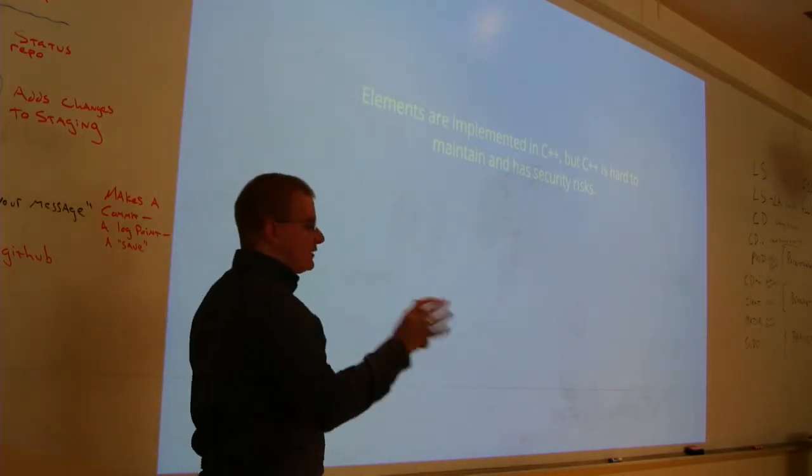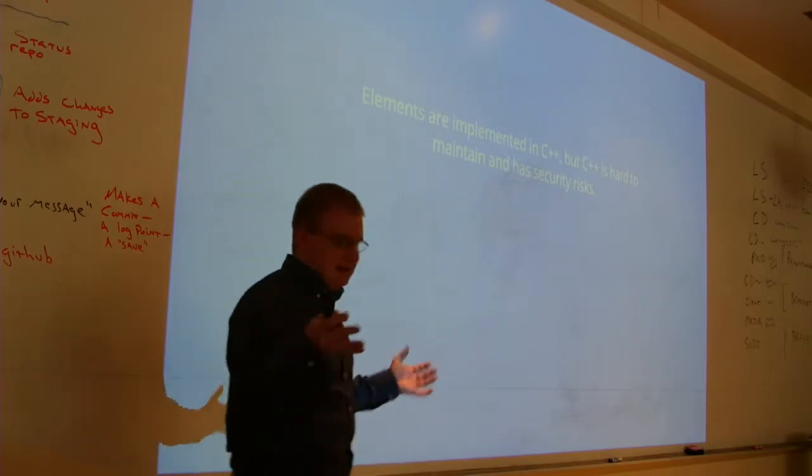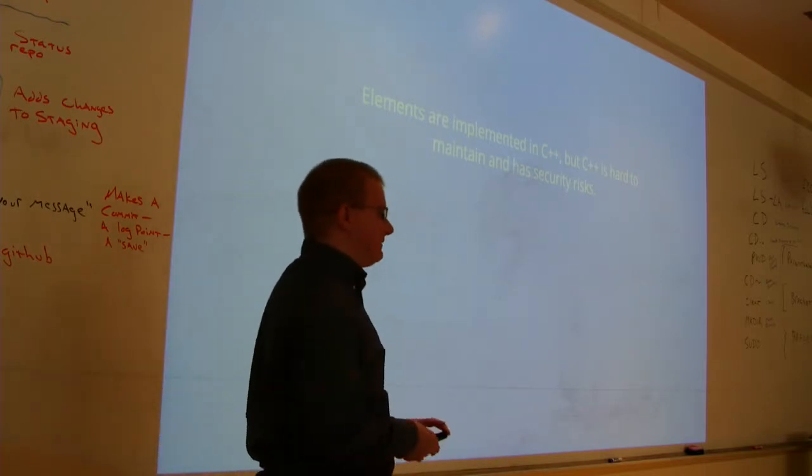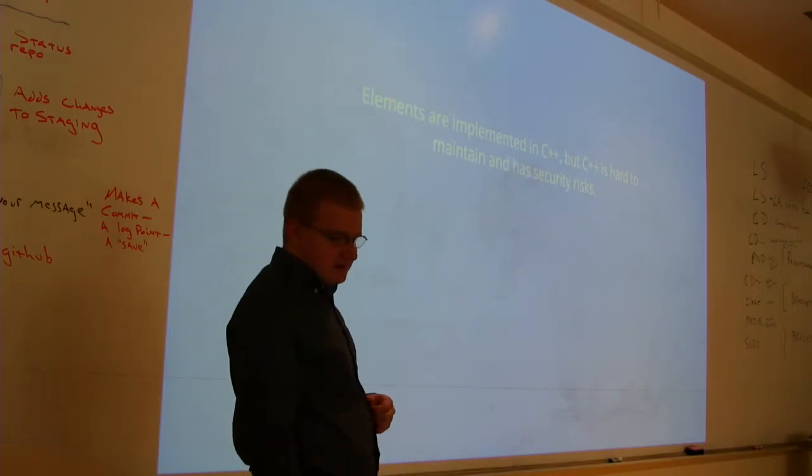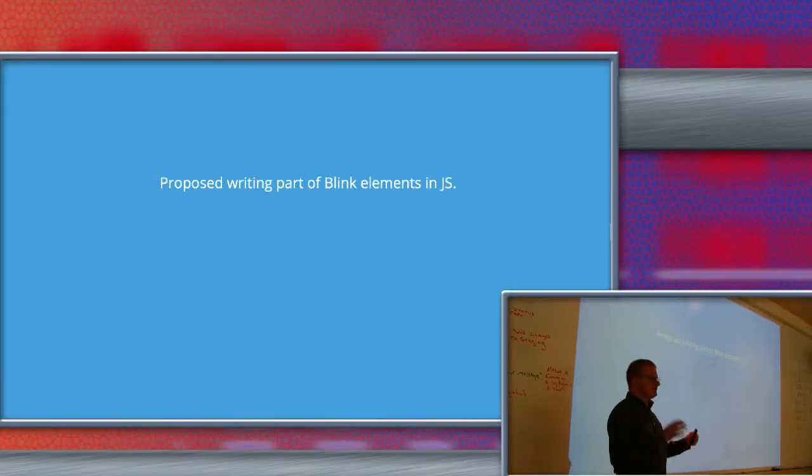But the theory of this project, or this experiment at least, was that C++ is hard to maintain and it has some security risks when working with it in this context. And so the theory of this project, Blink in JS, proposed that we write some of these elements in JavaScript. So that's just the premise. Don't worry about it too much. This is kind of an experiment. It was an interesting thing to do.